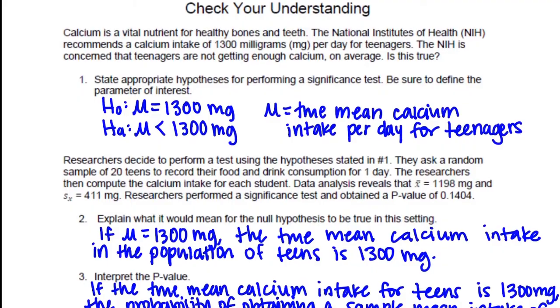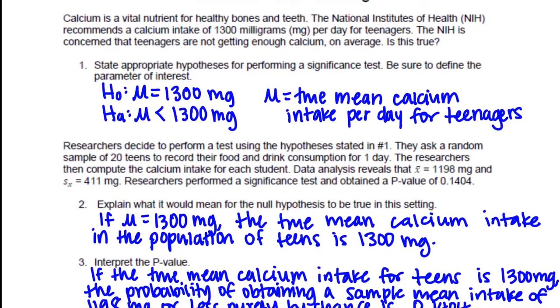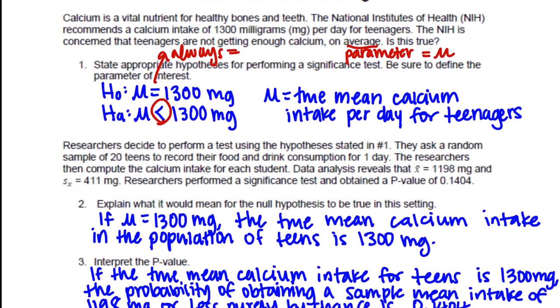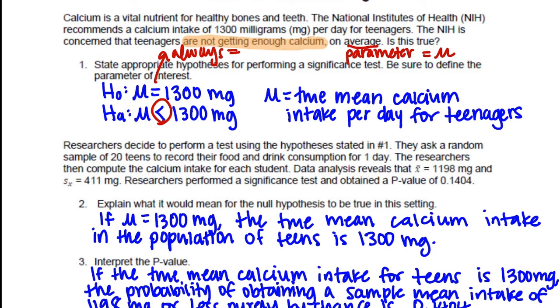All right, so this is why I had to add that note about the mu. The null could be about a mean. So when it says on average, then our parameter is a mu, not a p, mu for mean. We always have an equal sign here. And then for this sign, we got it from, I'll do a quick highlight, our not getting enough calcium. And so that's where we got the less than for the HA. So that's your clue for what sign to use there.